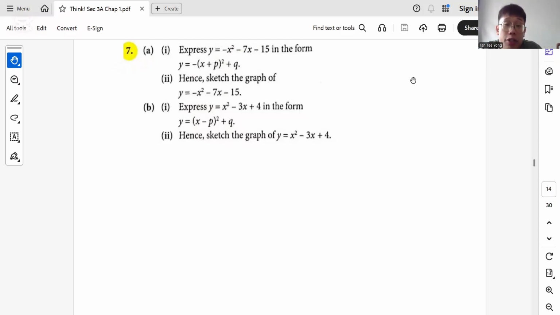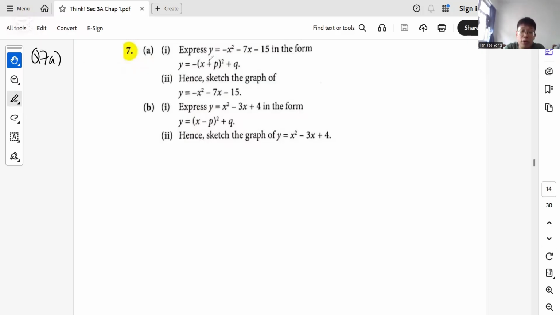Okay guys, I'll be going through question 7. I don't think I will be going through 7B because 7A and 7B are almost the same thing. For 7A, as you can tell, y equals negative x squared minus 7x minus 15. So this is actually a sad face graph because the coefficient of x squared is negative. Let me show you how to do 7A.